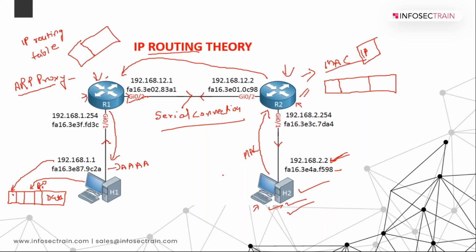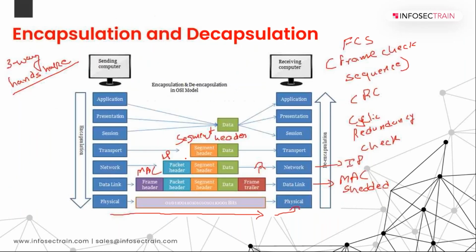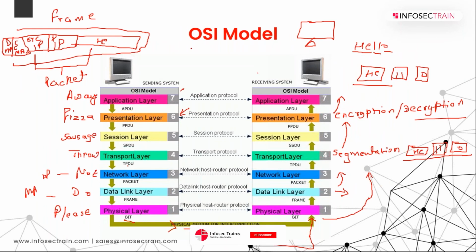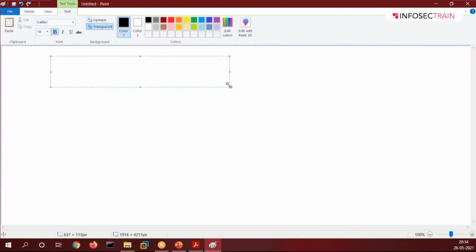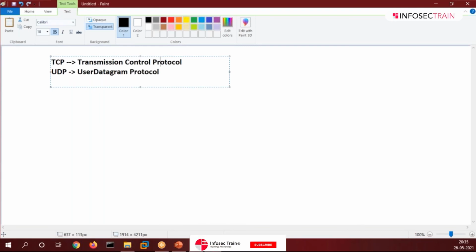Then we discussed the three-way handshake, right? In the previous slide, we discussed that in the transport layer we have the three-way handshake. So what is a three-way handshake? In your transport layer, there are two types of protocols, TCP and UDP, right? TCP is called Transmission Control Protocol, and UDP is the User Datagram Protocol, right? So what happens in TCP?